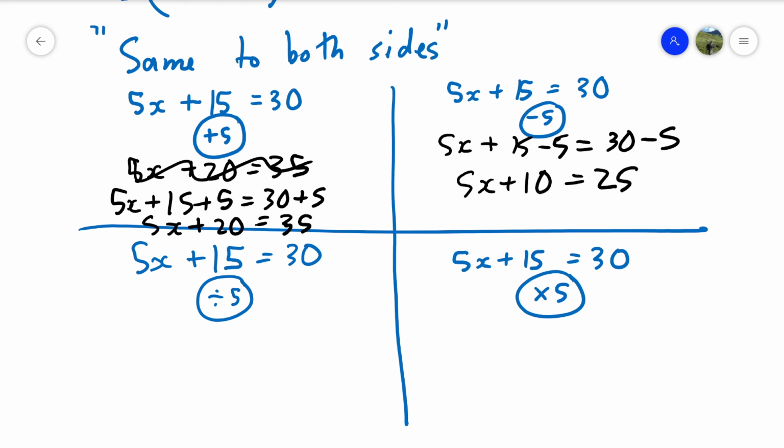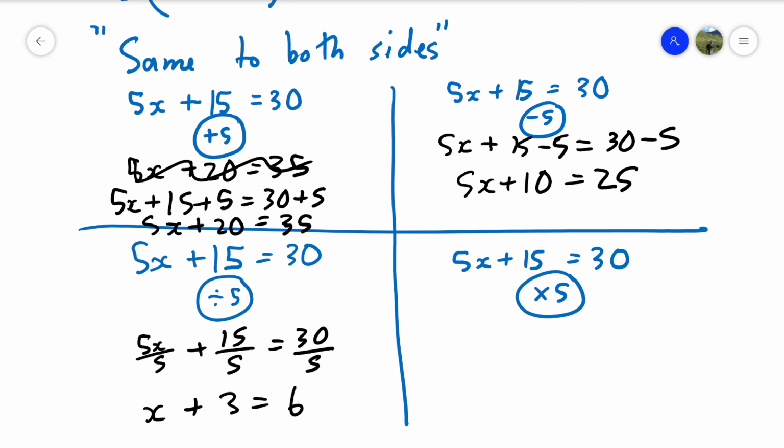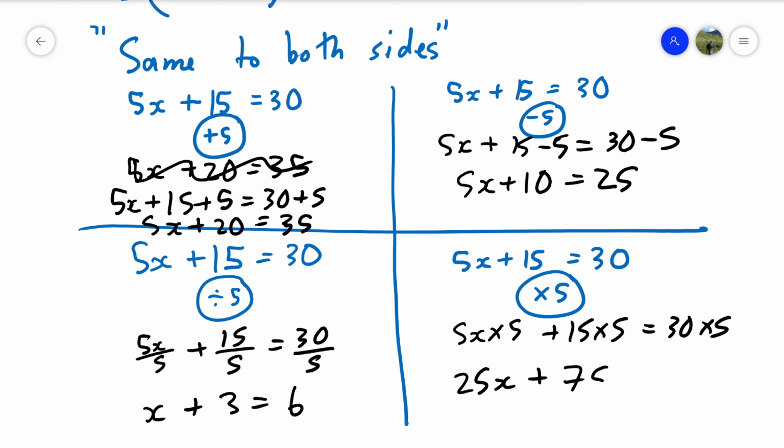What about divide by 5? By the way, if you haven't done this yet, pause the video, have another think about this, and I'll see you in a sec. Right, well, I'm going to do 5x divided by 5 plus 15 divided by 5 is 30 divided by 5, which is x plus 3 equals 6. And then this one here, everything gets times by 5. Which is 25x plus 75 is 150. Right.